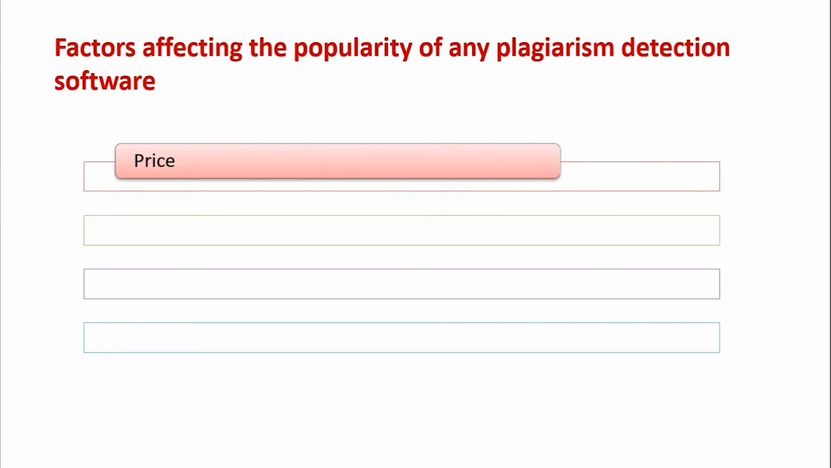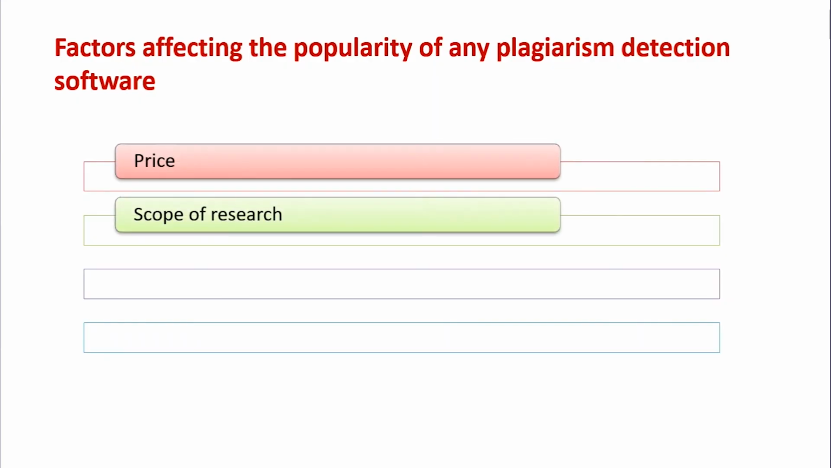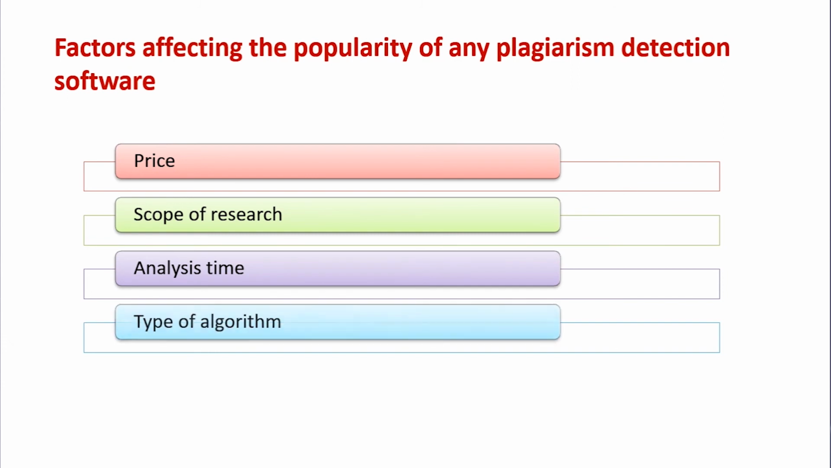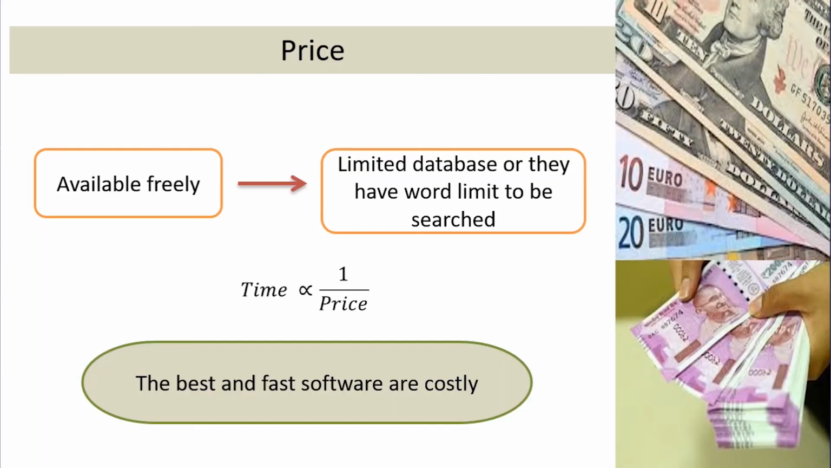Now we are going to discuss what are the factors which decide the popularity of the available software. So these factors are price, the scope of research, analysis time, and the type of algorithm or mechanism they utilize. So how does price affect the popularity of a software? See, if any of the software demands a high price, it gives you a report in a short time. So price is related to the time taken by the software.